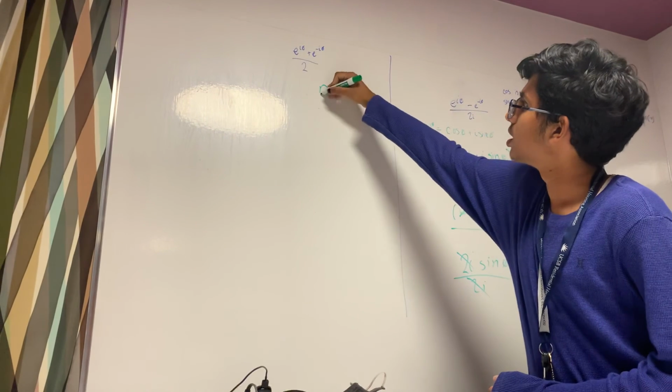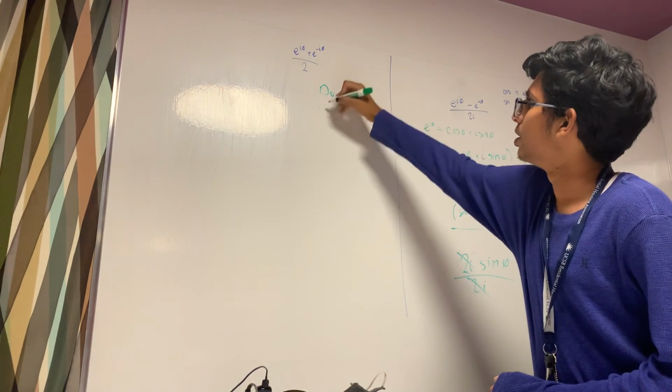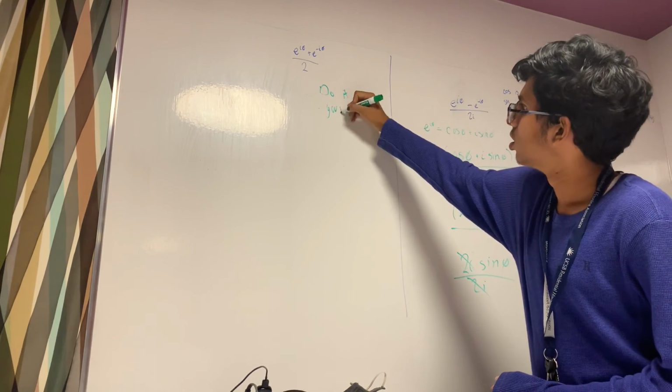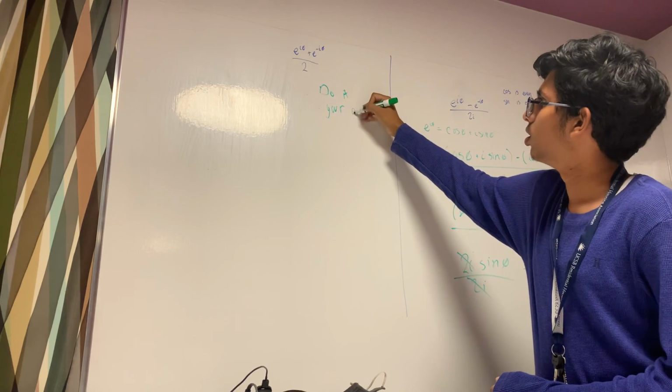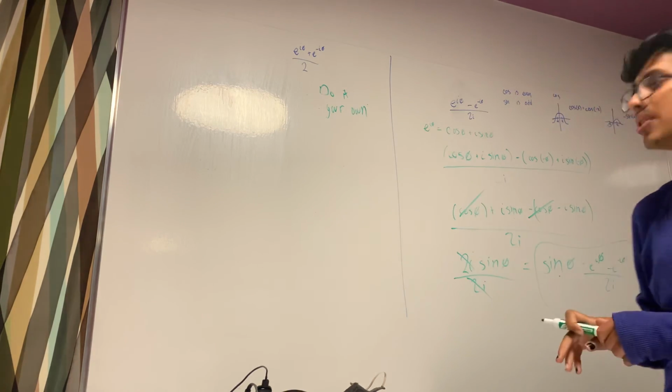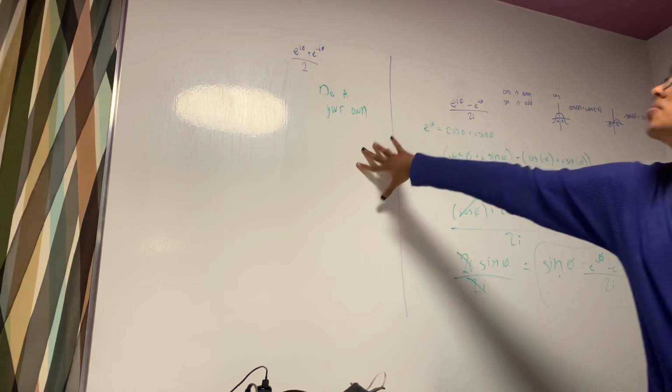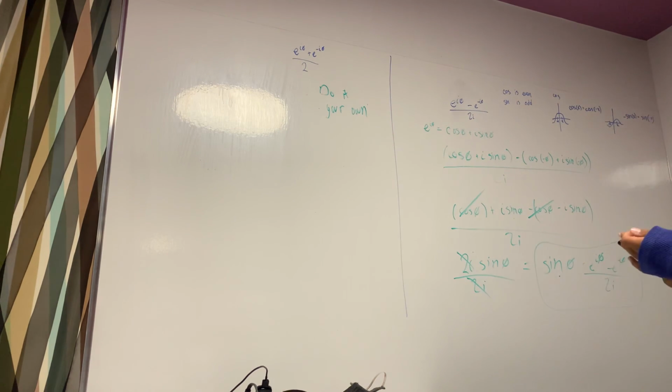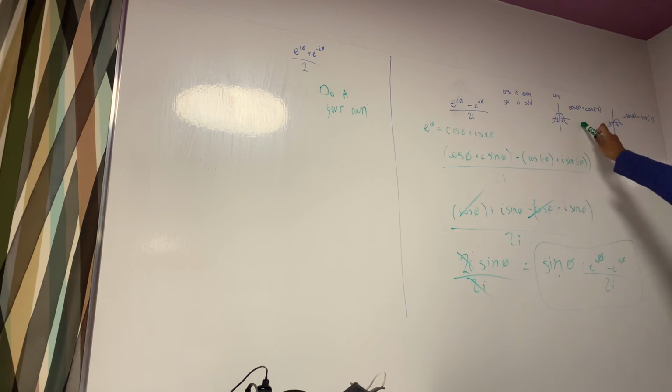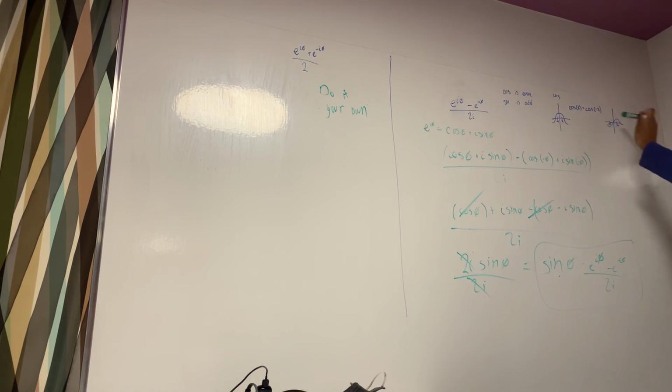But I want you guys to do this one on your own. Because now you guys know how to do this one, you guys should be able to substitute it in and find it out using Euler's form. And make sure you remember that cosine is even, sine is odd.